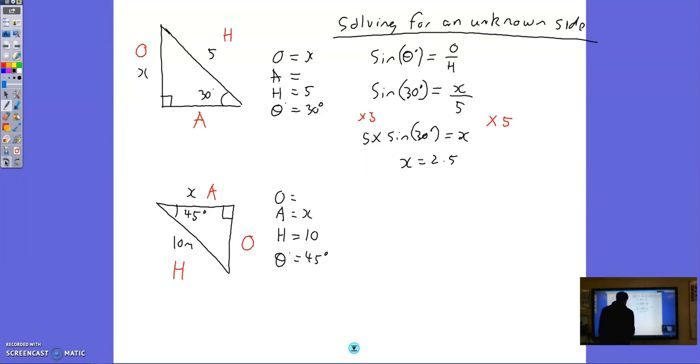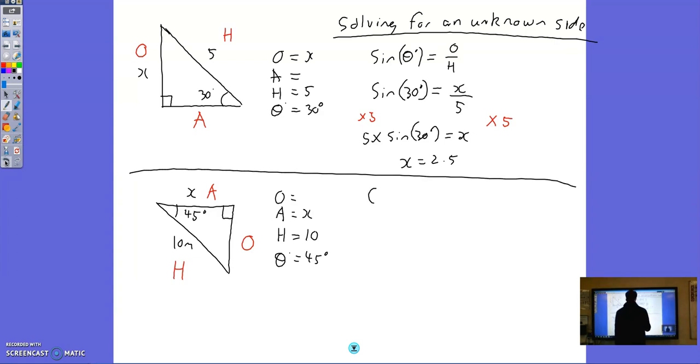Now I have A, H, and theta, so I'm going to be using my cosine formula. Cosine of theta is equal to adjacent over hypotenuse. Does it have my theta value? Yes. Does it have an adjacent? Yes. Does it have hypotenuse? Yes. I substitute cos of 45 degrees is equal to x over 10.